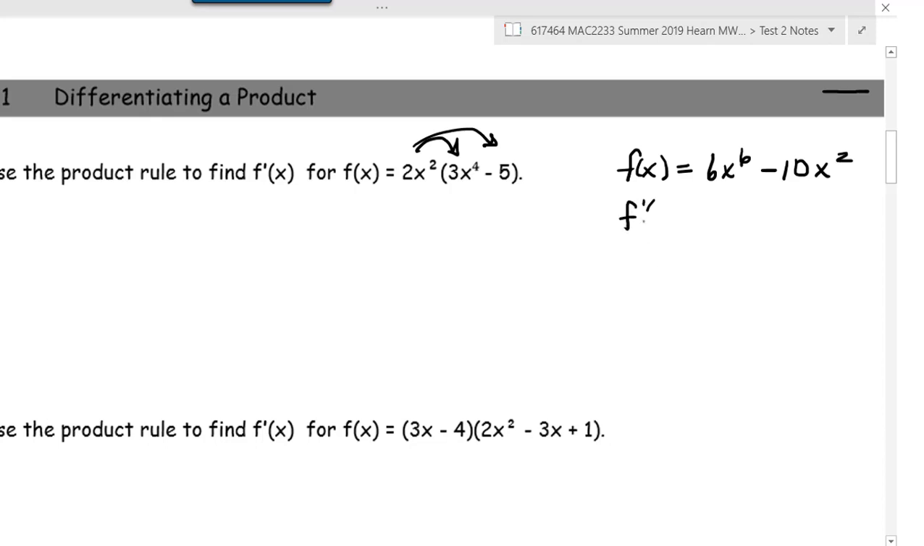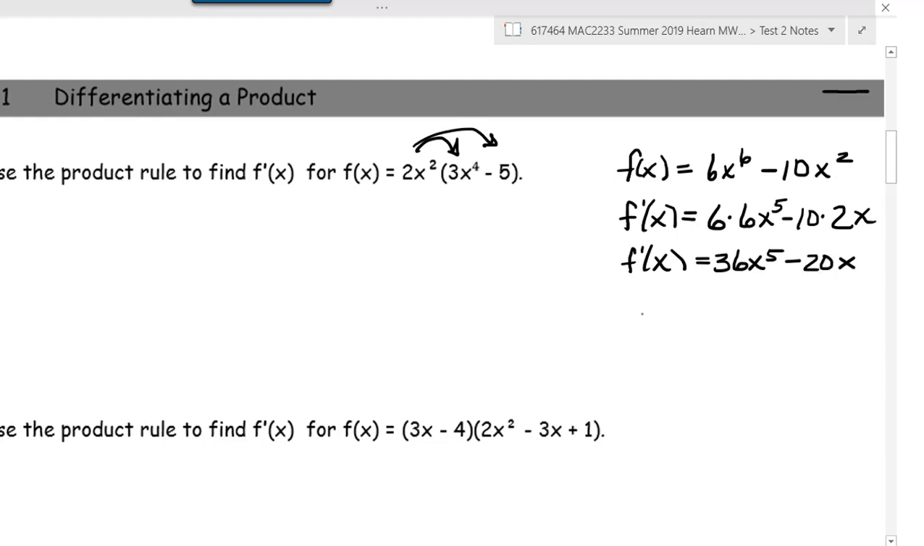Then we said f prime of x is going to be, by the power rule, 6 times the derivative of x to the sixth, which is 6x to the fifth, minus 10 times the derivative of x squared, which is 2x. So we would conclude that f prime of x is actually 36x to the fifth minus 20x. So one method is to rewrite the function before you differentiate.